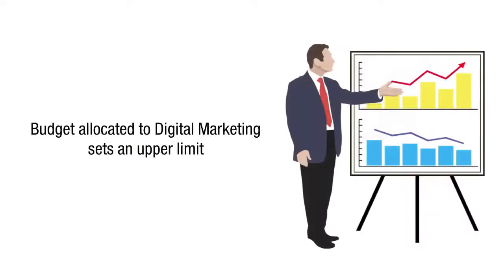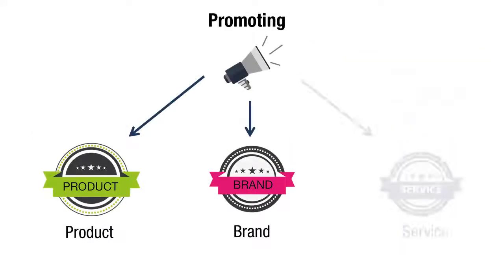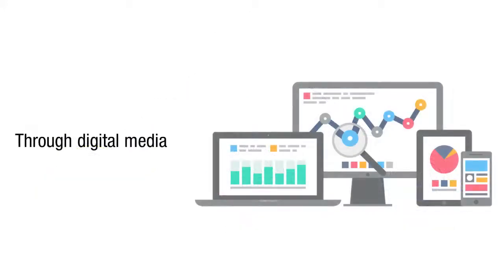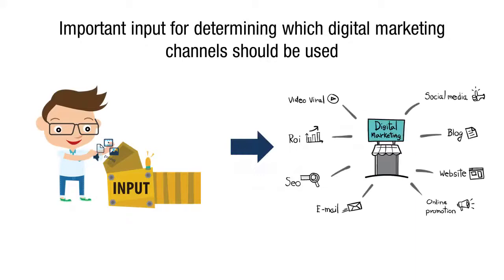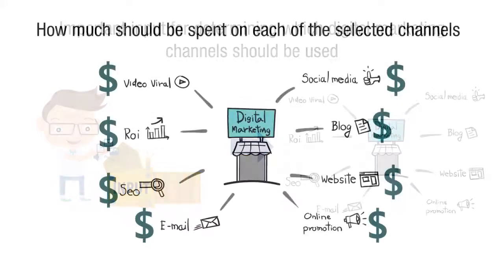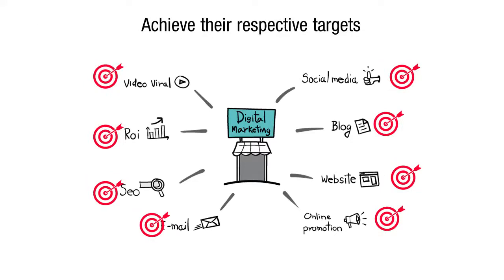The overall budget allocated to digital marketing sets an upper limit on how much can be spent for promoting a product, brand, or service through digital media. Therefore, it is an important input for determining which digital marketing channels should be used and how much should be spent on each of the selected channels to achieve their respective targets.